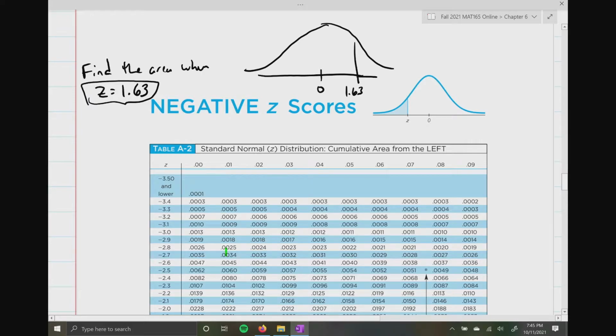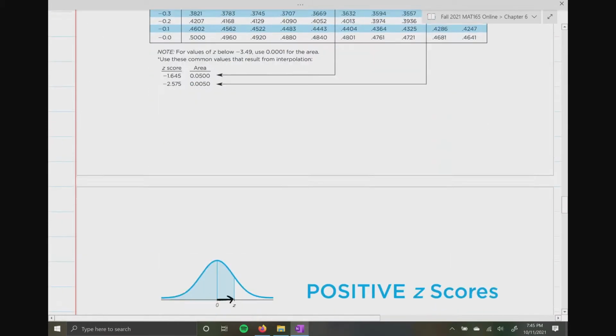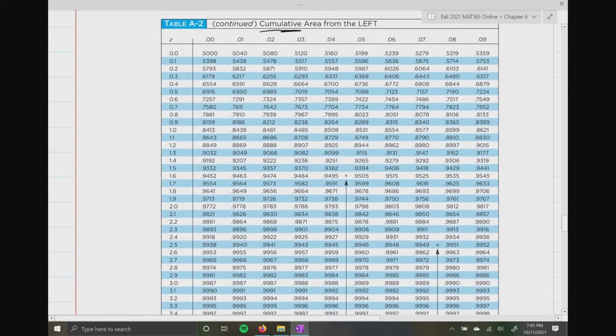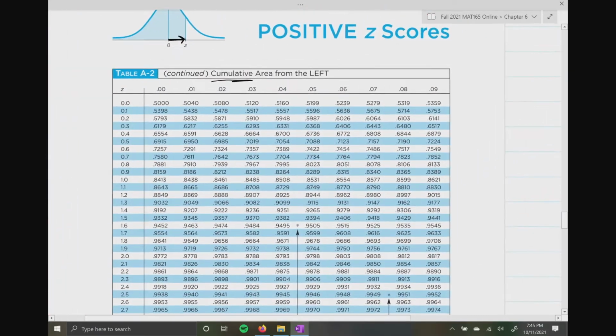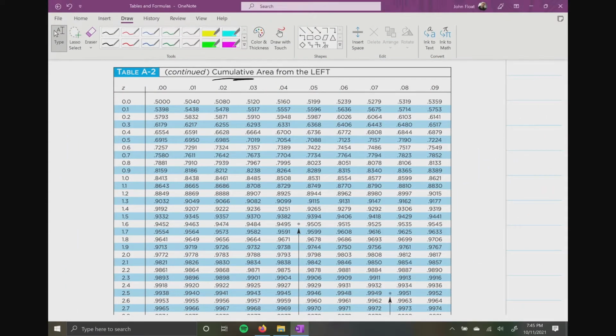So areas are taken from left to right. Notice I shaded more than 50% of my graph. So my answer, the area, when I write this down, it better be larger than 0.5 because I shaded more than half. So since z is positive, we need to go to the positive part. So here's positive, and we wanted 1.6, what was it again, 1.65? Nope, sorry, 1.63. So 1.63, I'm going to use my highlighter here.